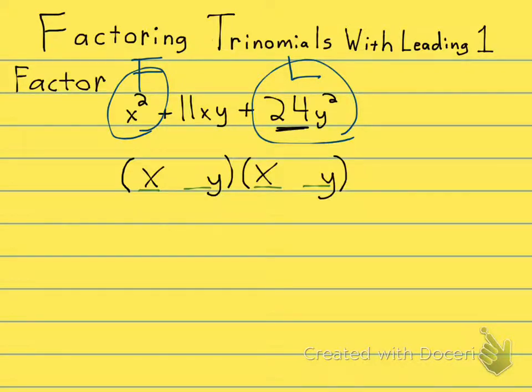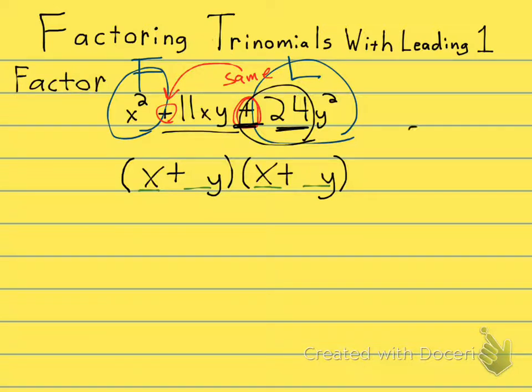Okay, so let's figure out the number and let's figure out the signs. Let's do the signs first. The last sign is a plus, which means that they are both the same. And then I look right here to find out that they're both going to be pluses. So this will be a plus and this will be a plus. And now the numbers back here by the y, the coefficient in front of the y, they're going to multiply to give me 24, and they're going to add, in this case, to give me 11. So let's find out what they are.